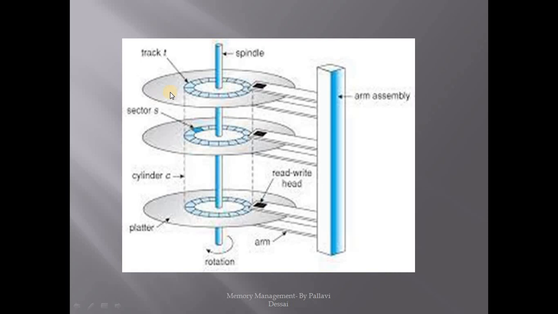This disk has an upper platter and a lower platter. This is an arm assembly which has a read-write head. When we want to read data or write data to the disk, this cylinder goes round and the head moves forward and backward while reading and writing the data. The disk rotates in this way. So this is the disk structure.